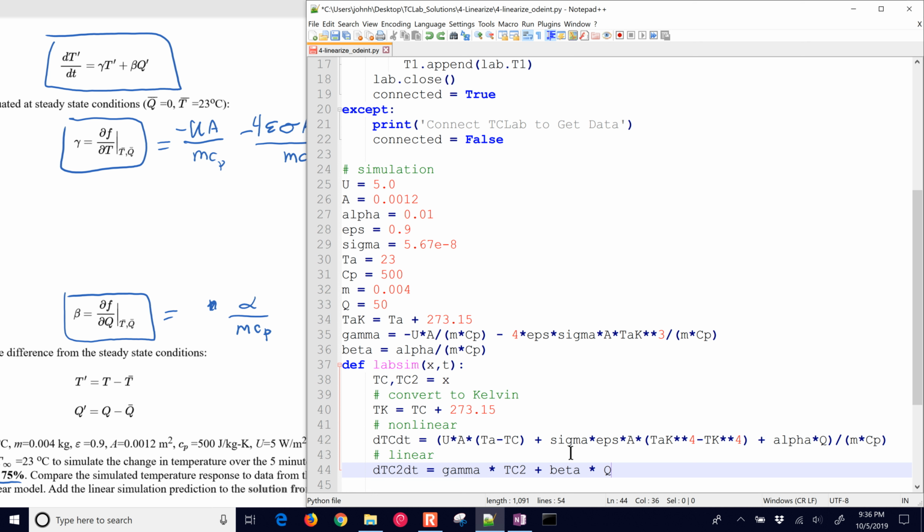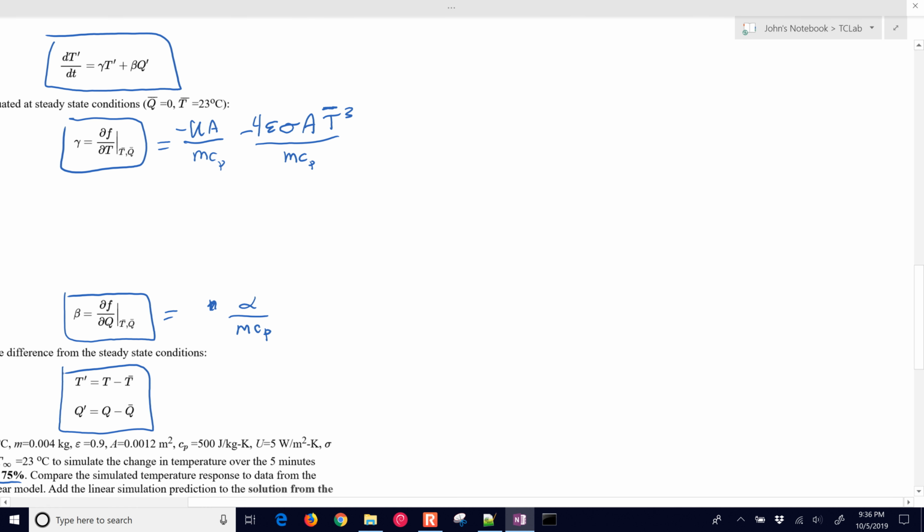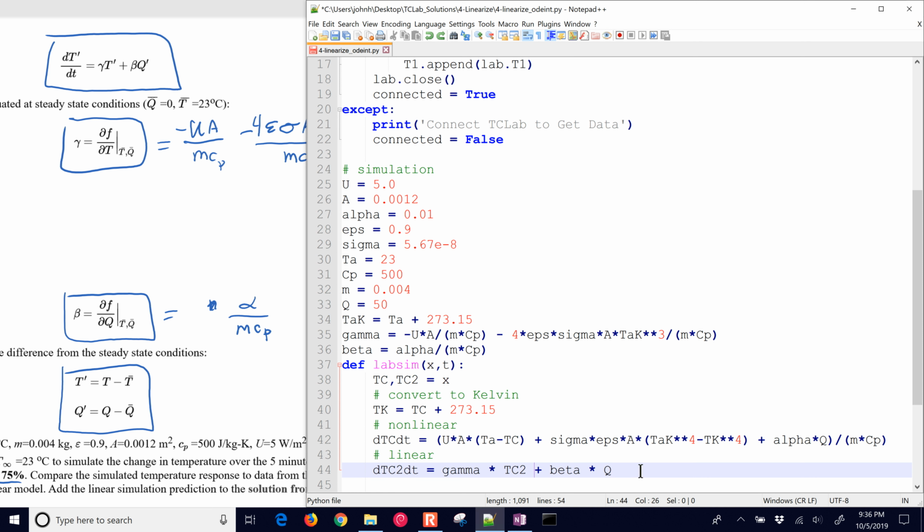And one thing that we need to remember is these are in deviation variable form, as shown here on the left. Those temperatures and Q values have the prime, which means you always subtract the nominal value from those. So don't forget that in the linear model. It's a very common mistake. So just subtract 23, which is my nominal value, and the Q is just 0. So when the heater's off, we're going to say that we're at 23 degrees. Those are my steady state conditions where I linearized.